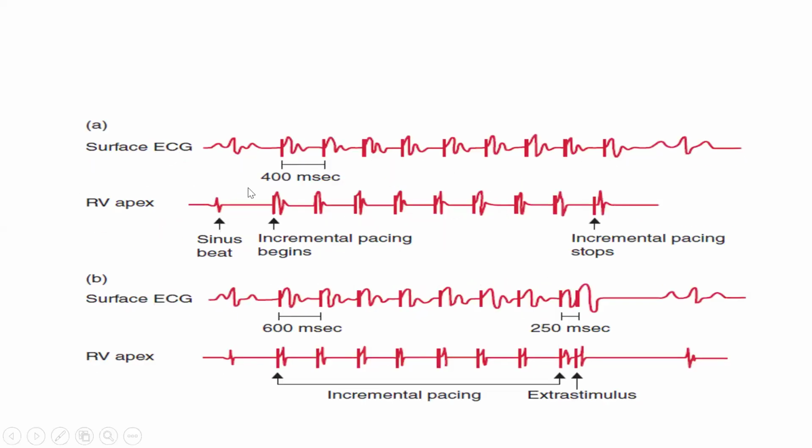Let's use this image, for instance. This is normal SA node activity for this patient. You can see the P wave, you can see the QRS and T. But they started pacing this patient at 400 milliseconds. So 400 milliseconds means 60,000 divided by 400 milliseconds. Let's hypothetically say it is 200 beats per minute, so they are pacing at 200 beats per minute.